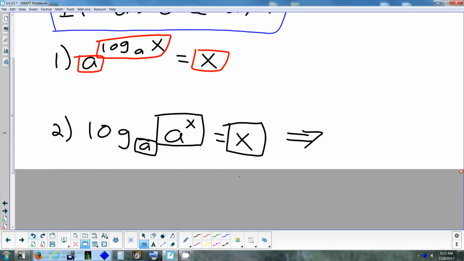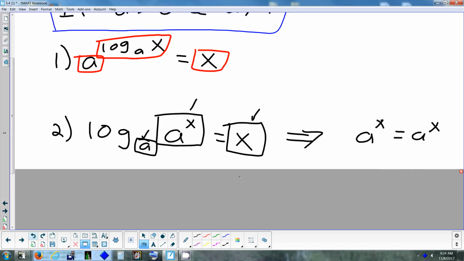Okay, Caleb, what's my base in number 2? A. Yeah, my base is right there, A. Rebecca, what's my exponent? X, right there. Logarithms always equal the exponent. So I've used the base, I used what's on the other side. The only thing I haven't used is the argument, which is a to the x. Does a to the x equal a to the x?